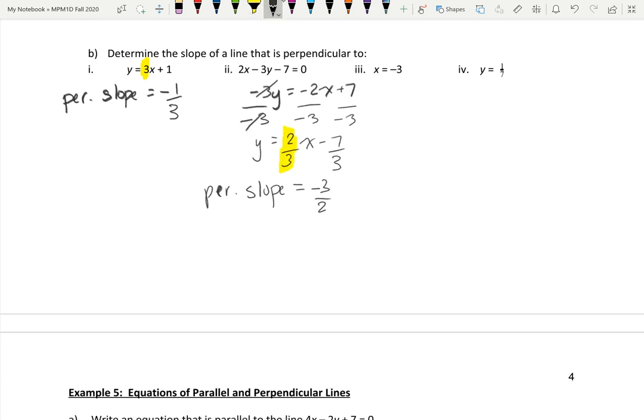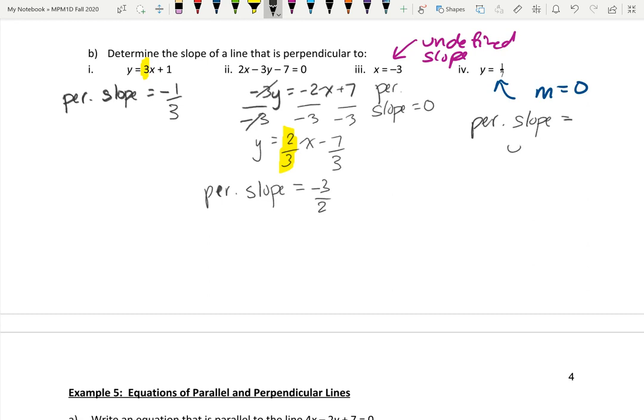And then for question 3, this slope here is an undefined slope. So the perpendicular slope would be 0. Okay, and then for question 4, this would be a slope of 0. So m is equal to 0 here. So a perpendicular slope would equal undefined.